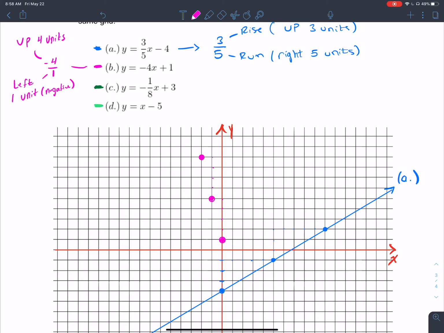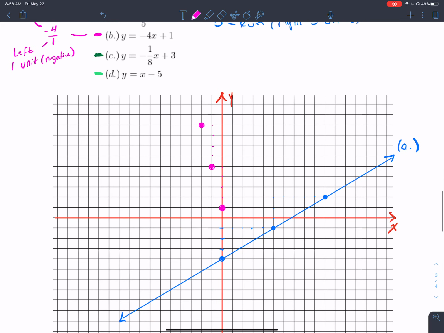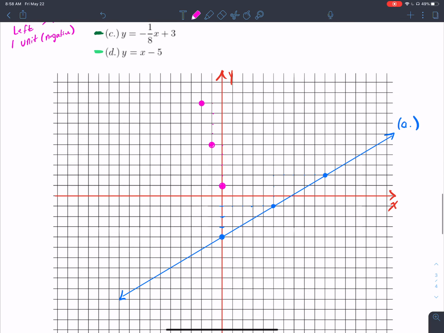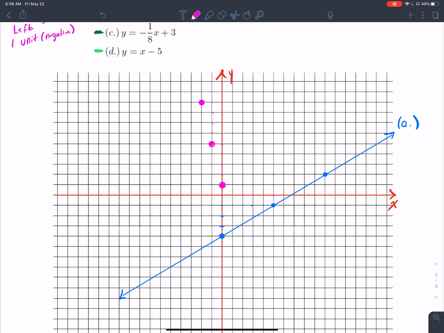And that works. And just to show you, we could do another one. Instead of going up 4 units, I'm going to go down 4 units. 1, 2, 3, 4, and I'm going to go right 1 unit this time. So right here. And you see how it stays the same no matter which way you go. It's just going to take you a different direction, either left or right.